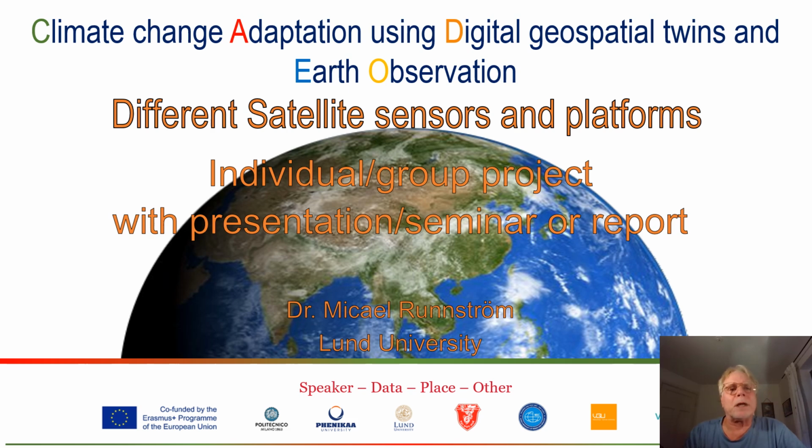Now this part of the course is allocated to a project where you will find information about some different satellite sensors and the platforms in order to understand what is out there, how they vary, the different sensors and the data that we can get from Earth observation satellites. This is an individual or a group project. You can work in pairs, and if it's possible and you have a class, you will present your findings. Otherwise, if it's a distance learning course, you will instead write a report about your findings.